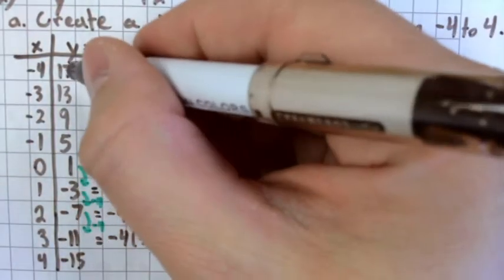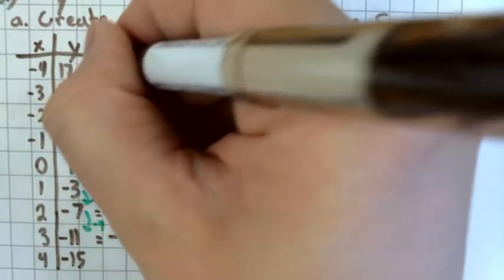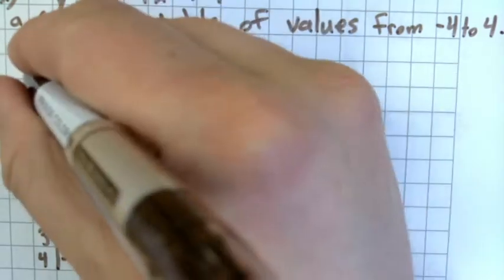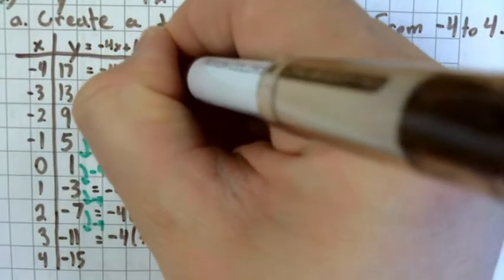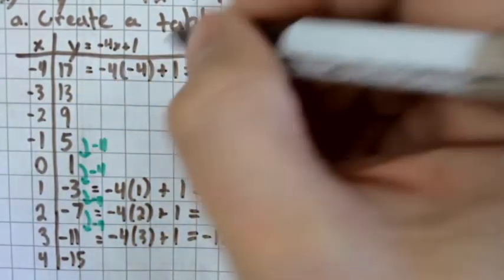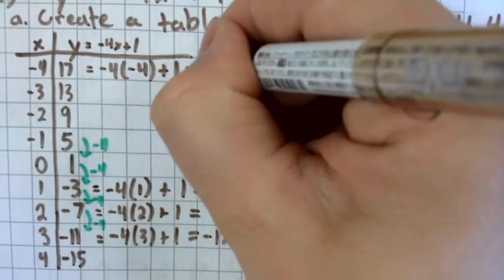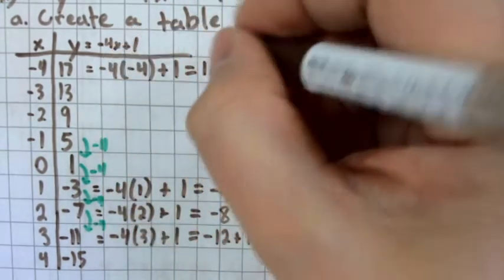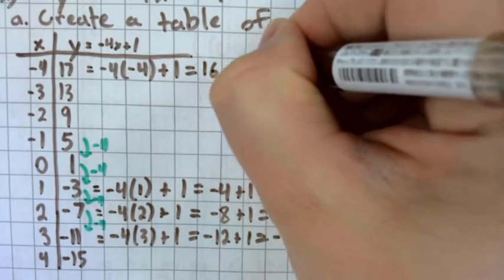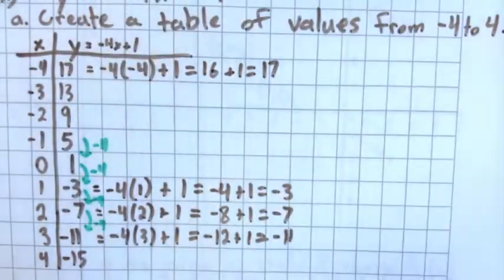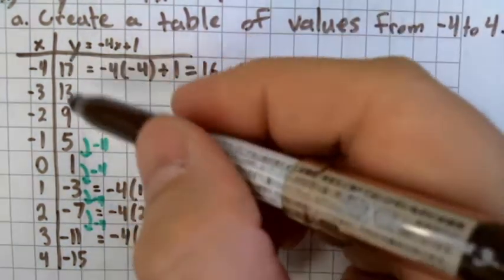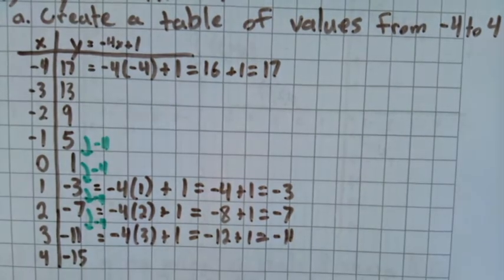What I like to do is do my end value just to check that I didn't make a mistake. So I'm going to do this. -4 times -4 plus 1 equals, well, -4 times -4 is 16. Remember, negative times negative is positive. Plus 1 is 17. And yes, that's what I got. So if this one's right, then I'm assuming I did it right on the way up.